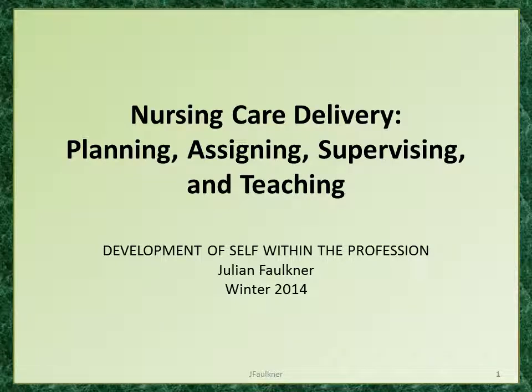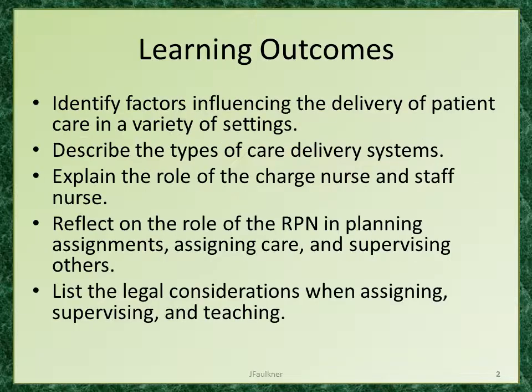Nursing care delivery: planning, assigning, supervising and teaching. Learning outcomes. The learning outcomes for this presentation are to identify factors influencing the delivery of patient care in a variety of settings, to describe the types of care delivery systems, to explain the role of the charge nurse and staff nurse, to reflect on the role of the RPN in planning assignments, assigning care and supervising others, and teaching others, as well as list the legal considerations when assigning, supervising and teaching.